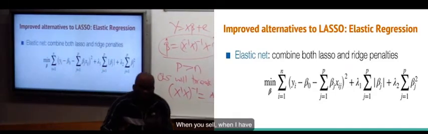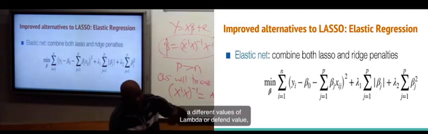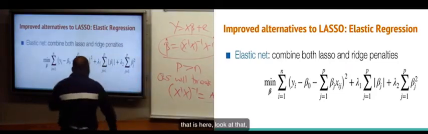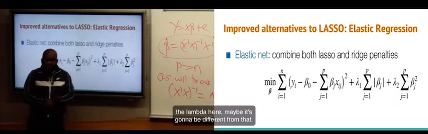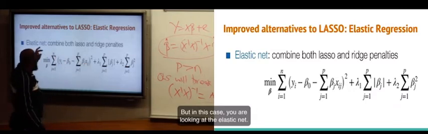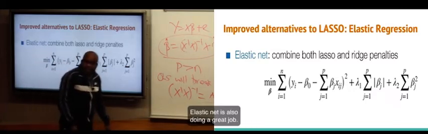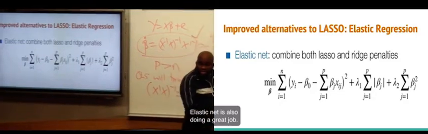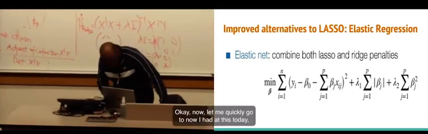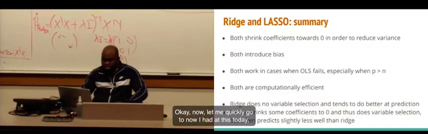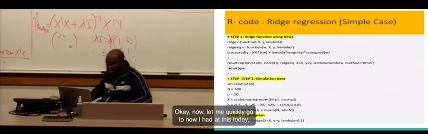When I have different values of lambda, look at that. The lambda here may be different from that, but in this case you are looking at the elastic net. Elastic net is also doing a great job.